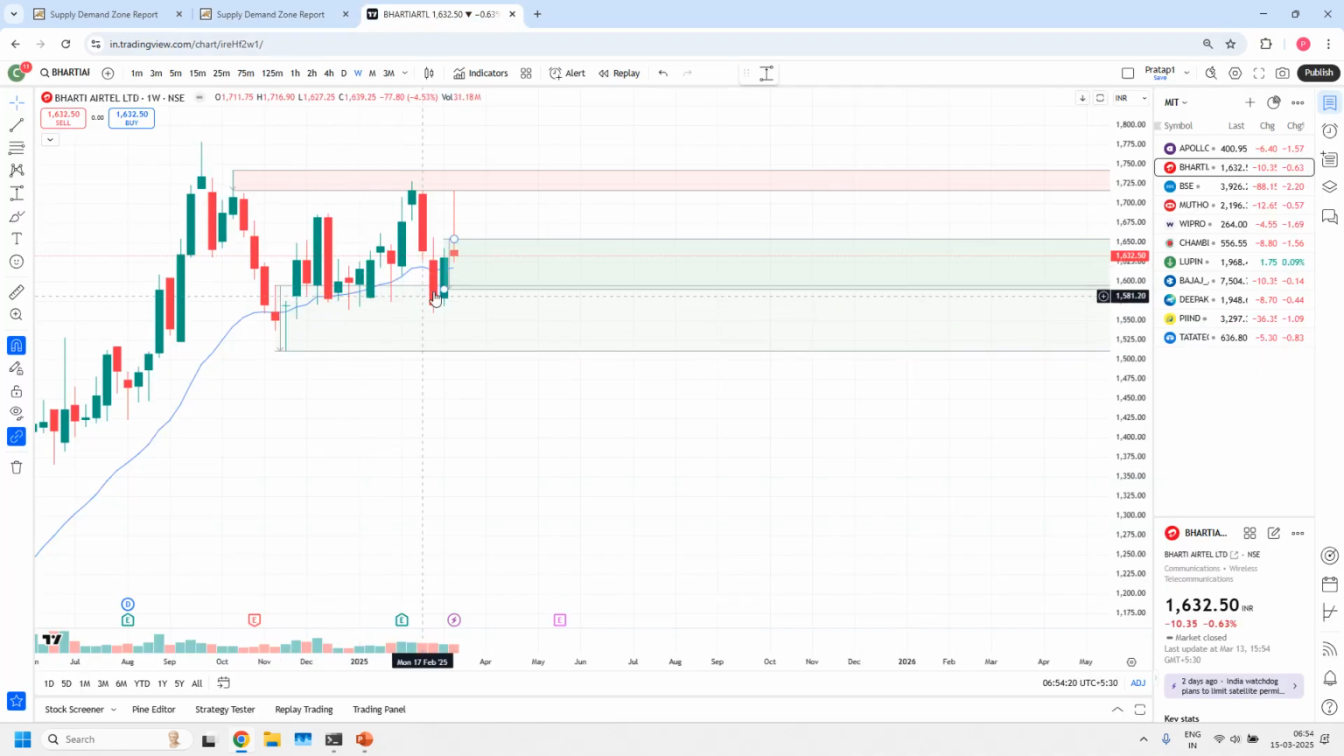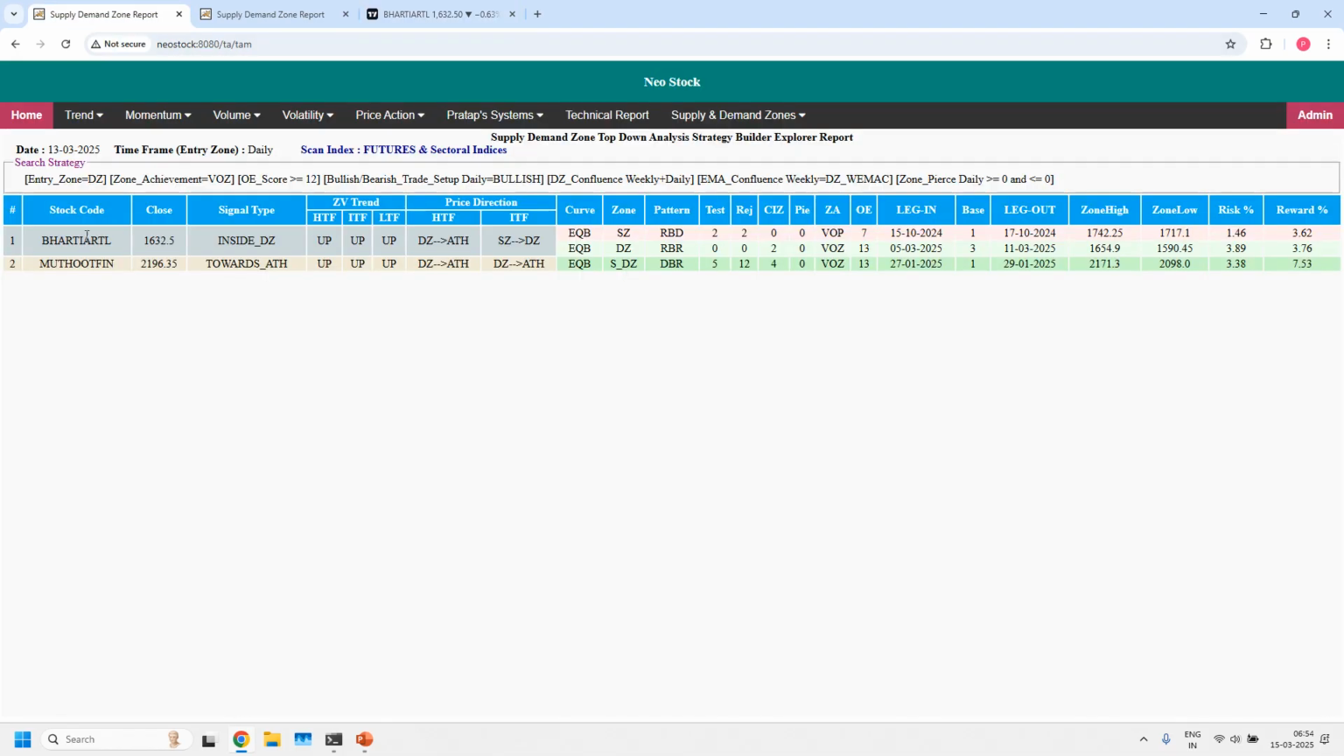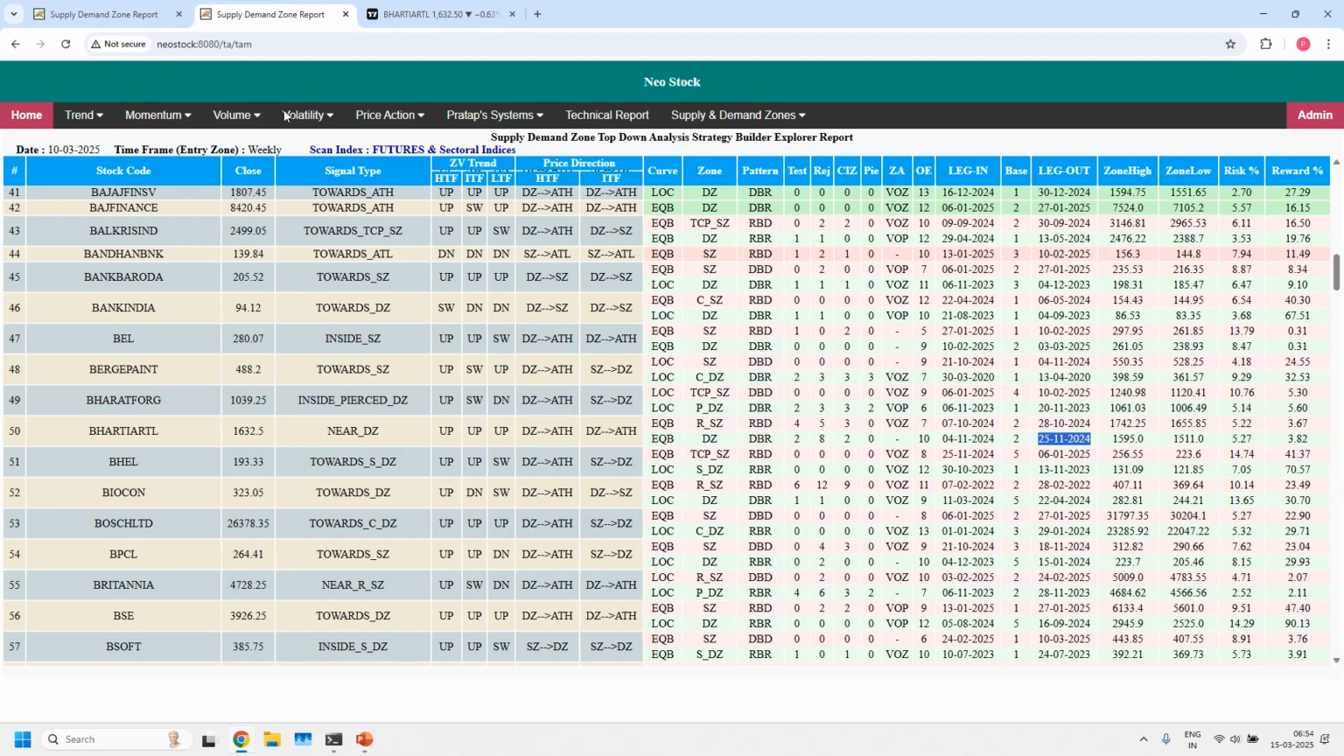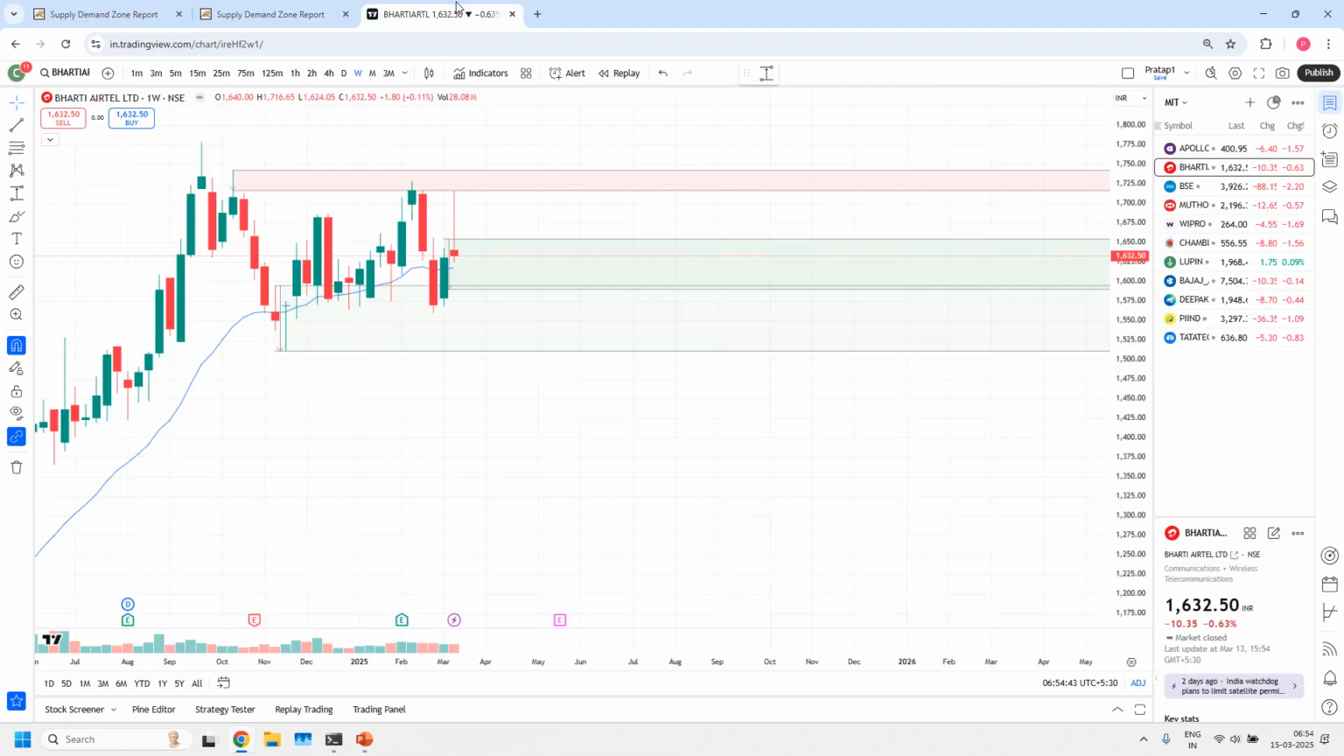And this weekly zone is overlapped with the daily zone. This is the daily zone, overlapped with the weekly zone. And also having weekly EMA confluence here. That is the reason why Bharti Airtel is even further filtered with EMA confluence. Weekly demand zone with weekly EMA confluence.